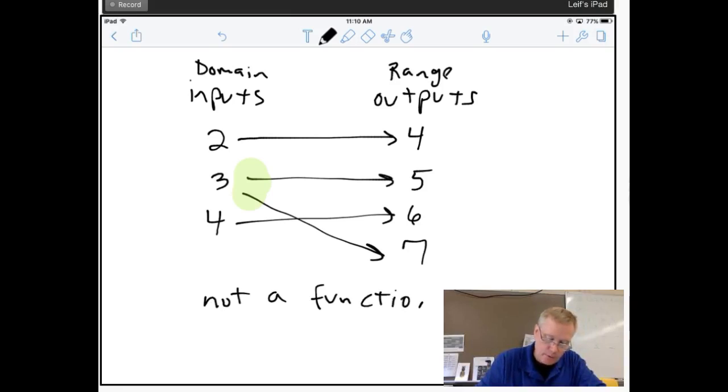And that would be the other part. And if they asked you why, you'd say, because 3 goes to 2 outputs. And in a function, each input goes to only one output.